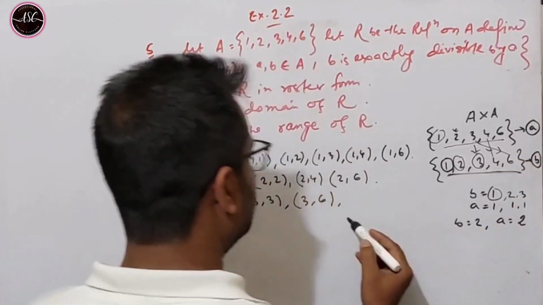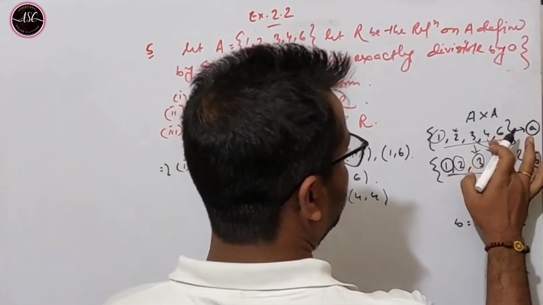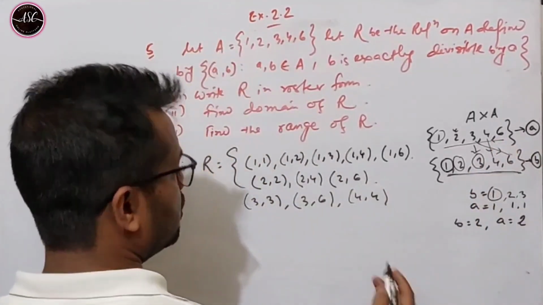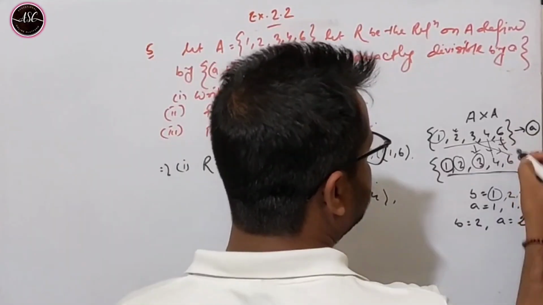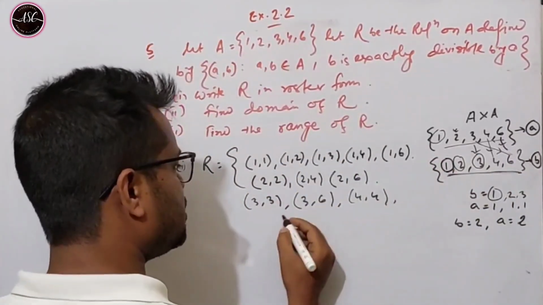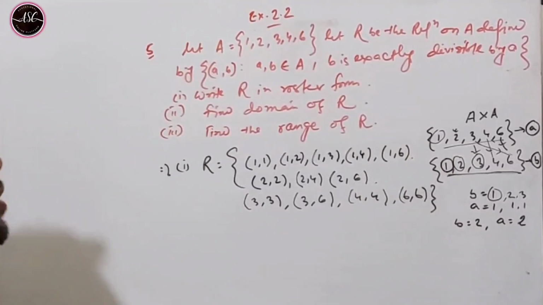Okay, now we have 4. 4 is a multiple of 4, so (4, 4) is an element. Then (4, 6) is not eligible. Now we have 6 and 6. 6 is a multiple of 6. So we have (6, 6). So this is the roster form.